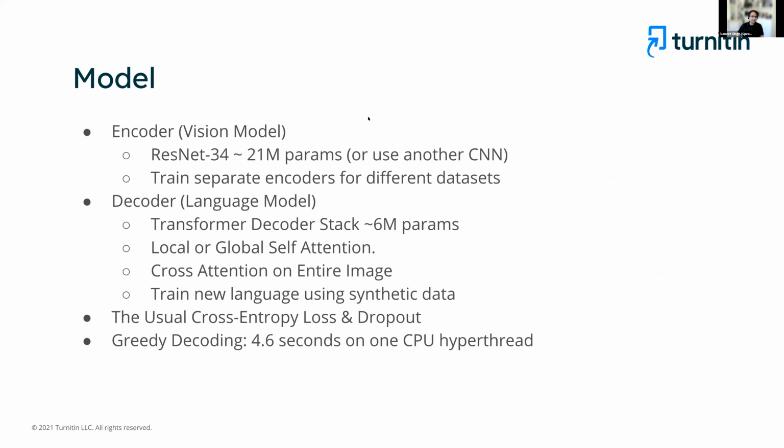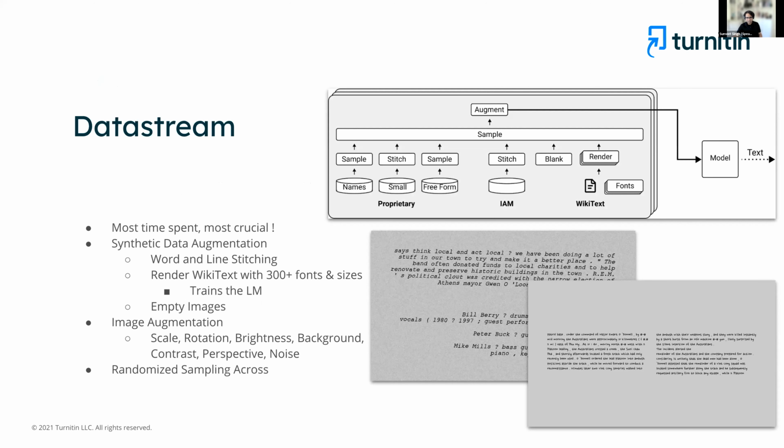So yeah, we used a ResNet module for the CNN, but it's not the pre-trained one. We start with random weights and we train the model from scratch. And so that's all good. We didn't use beam search because it really wasn't helping. So we just do greedy decoding, and it takes about 4.6 seconds on a single CPU thread.